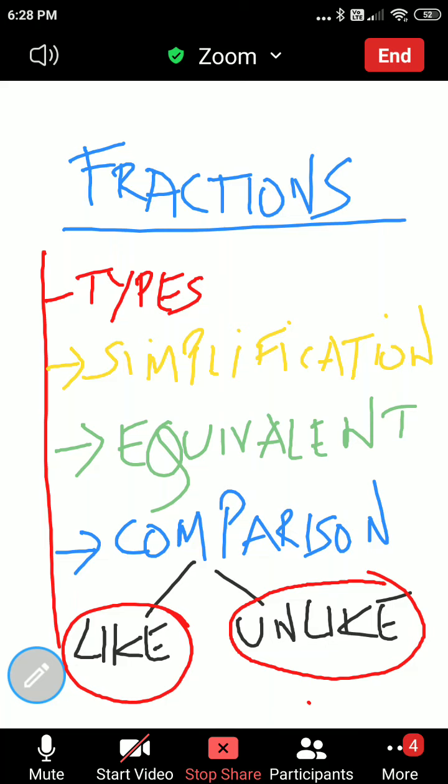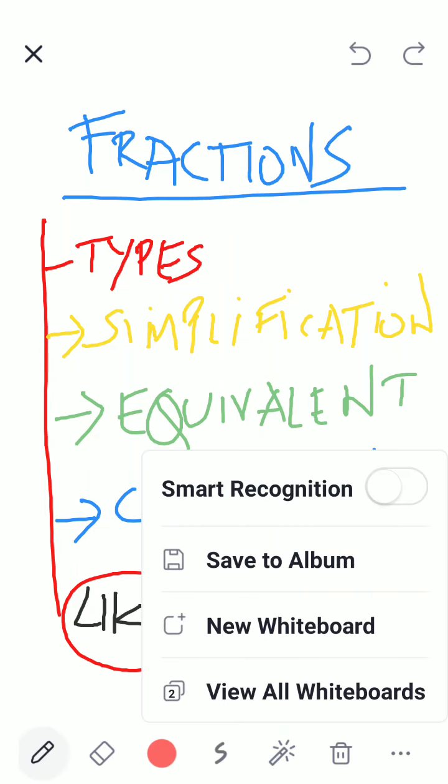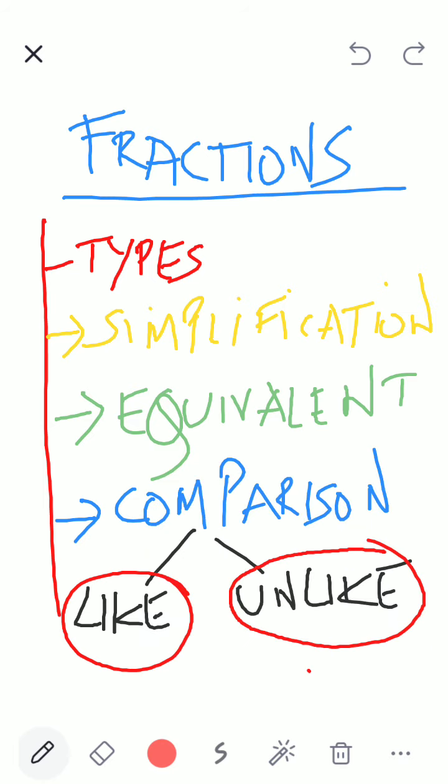Tell me which one. Let me open it. What is the question? Read out and tell me. One person at a time.